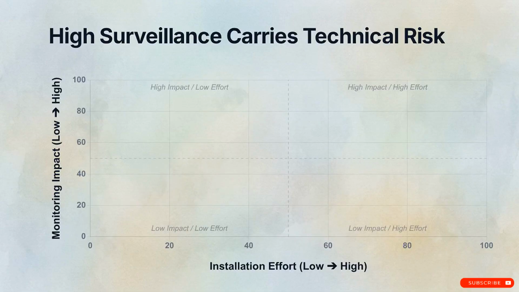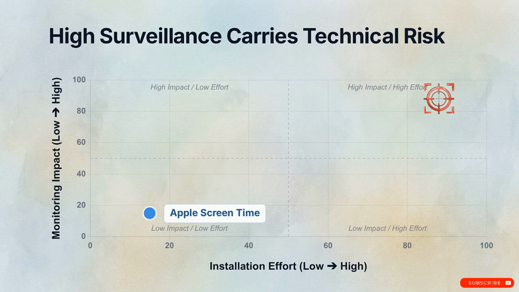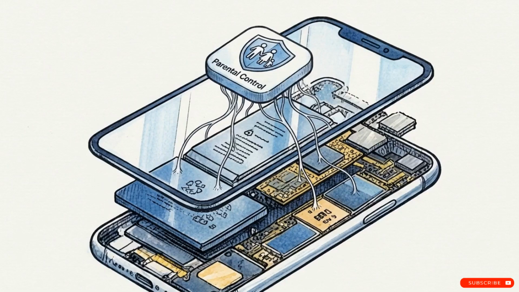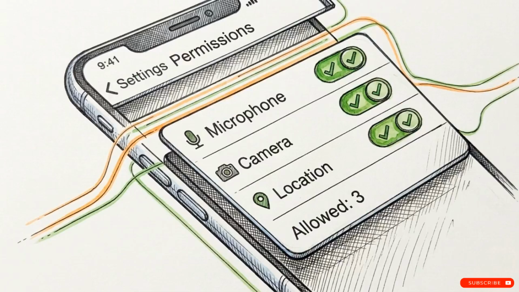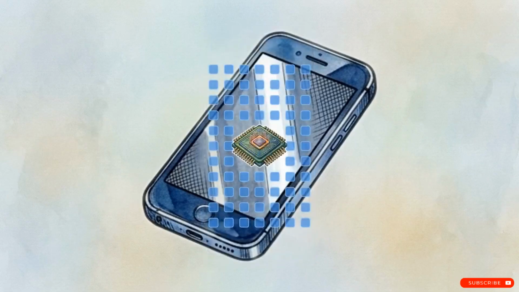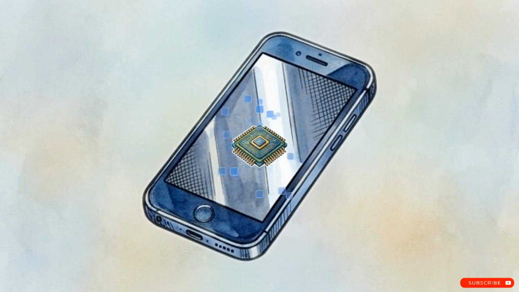Mapping the parental control landscape. Built-in tools like Apple Screen Time sit bottom left, low effort, low impact. KidsGuard Pro lands extreme top right. You get high-impact surveillance, but it requires high installation effort and introduces significant technical device risk. This forces a crucial question. Is this app actually a seamless parental control tool, or is it a fragmented privacy risk disguised as safety software? We need to answer that clearly before you hand a third-party company deep, system-level access to your child's digital life.